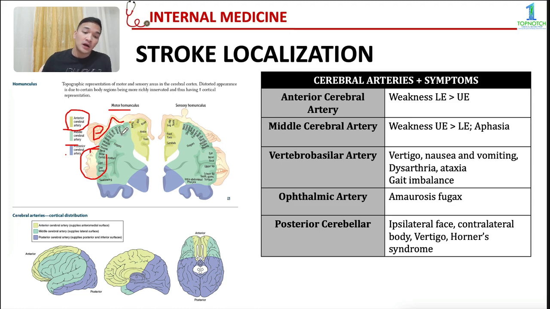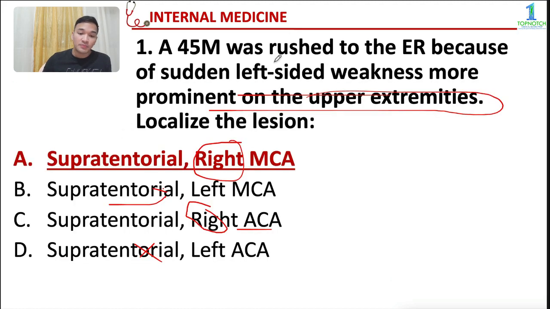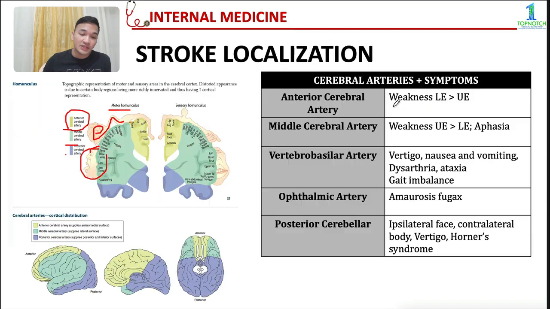So in our patient, left-sided weakness more prominent on the upper extremities, it's most likely the MCA. Now, the patient with weakness more prominent in the left lower extremity is anterior cerebral artery, because according to this motor homunculus, what controls the legs is this yellow-green, which is the ACA. So that is the reason why.